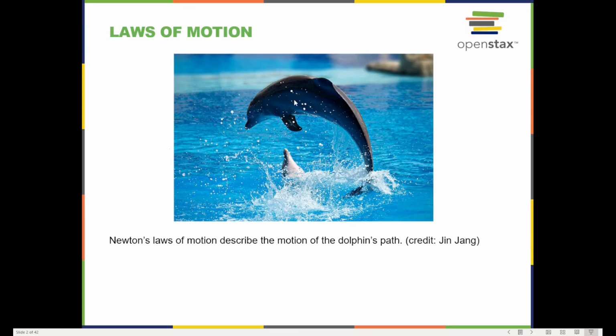So this beautiful behavior here of these dolphins playing around in this cool water. I feel like I'd like to be in that water now, but either way, this and every other kind of motion that we see in the world around us can be described by Newton's laws of motion.